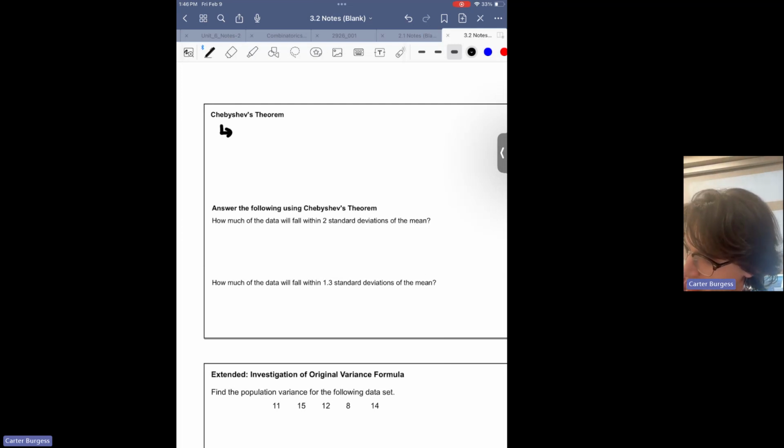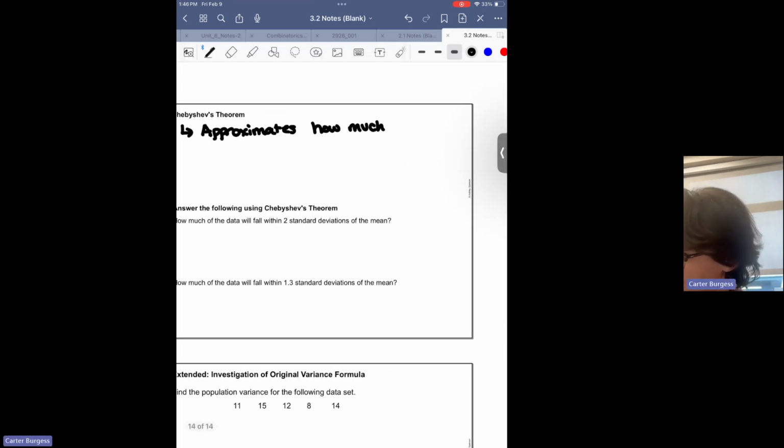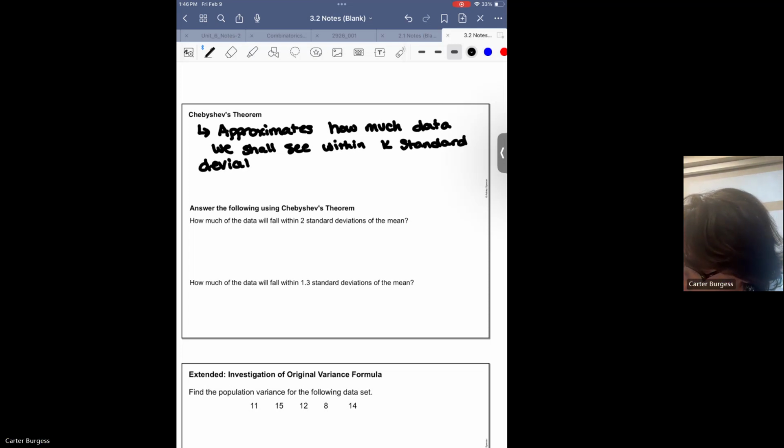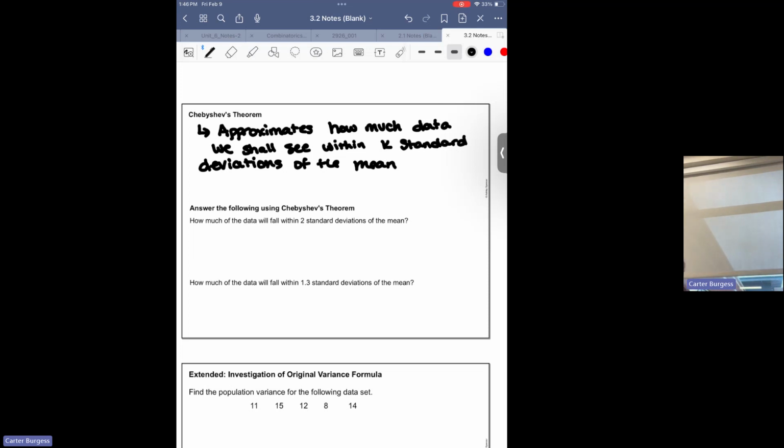This is going to say this approximates how much data we shall see within K standard deviations of the mean, which we're gonna look at an example of.